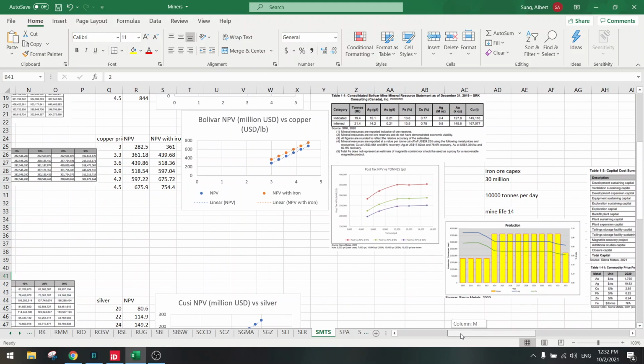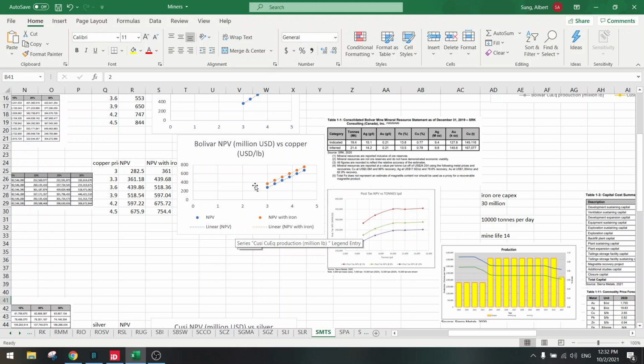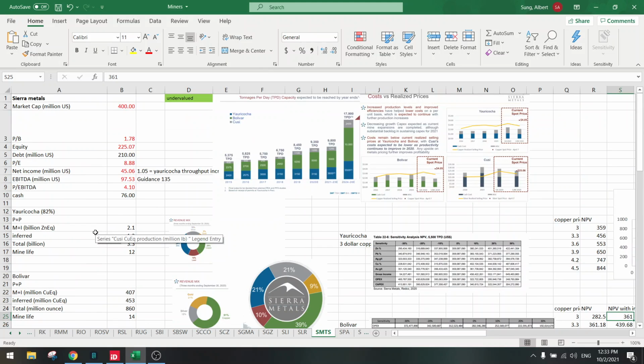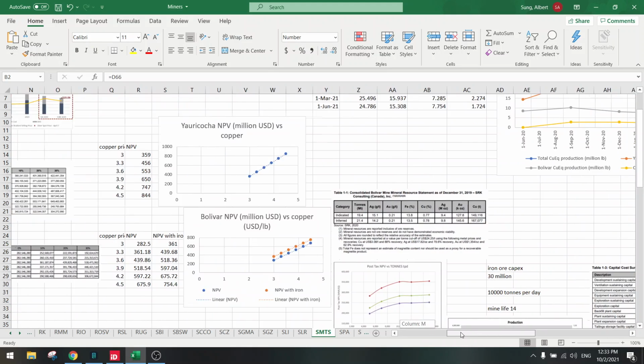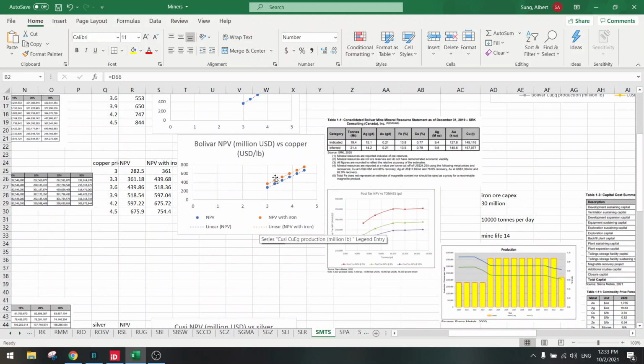And I have taken some numbers from Bolivar, and you can see here that building that iron ore magnetite plant this year will increase the NPV from 280 to 360 at $3 copper. Okay, that's about 80 million added over a mine life of 14 years. So divide this by 2 and you have about $40 million extra. That's a lot. $40 million extra is 10% of the market cap. So we can easily go up 10% more just because of this magnetite project.